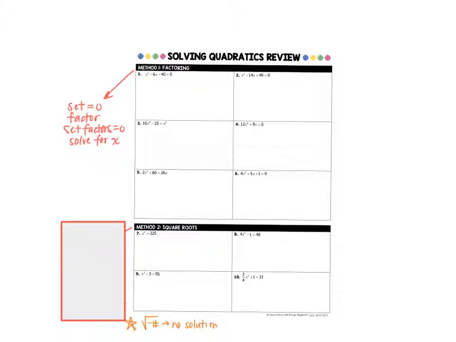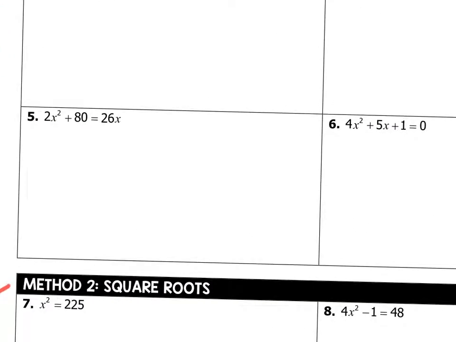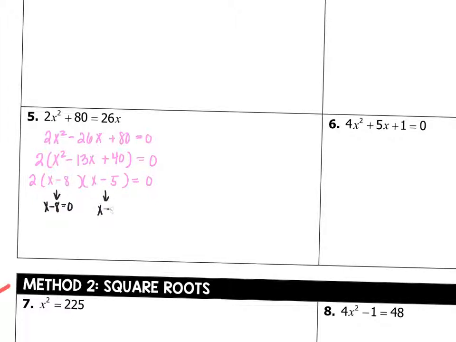So for example, number 5, let's go ahead and set this quadratic equal to 0 by subtracting 26x on both sides. I can take out a GCF of 2 to start the factoring process. So x squared minus 13x plus 40. And the factors of 40 that make negative 13 are minus 8 and minus 5. Set each of these factors equal to 0 to solve for x to get answers of 8 and 5. So those are the x-intercepts or the solutions to the quadratic in number 5, and I solved that by factoring.